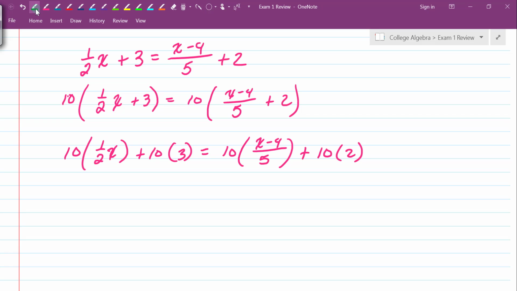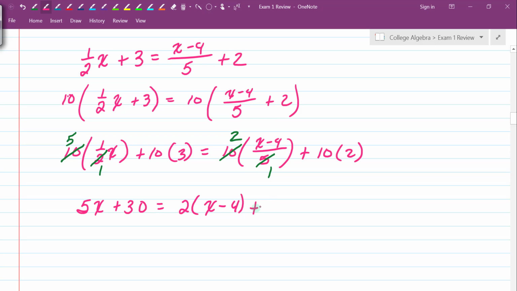So now I'm going to come in and simplify. 2 will go into 2 once, 2 will go into 10 5 times. And then 5 will go into 5 once, 5 will go into 10 2 times. So now we're going to distribute what we have left. We have removed the fraction in front of our x here. So we have 5 multiplied by x. So now I have left 5x. 10 multiplied by 3 is going to be plus 30. 2 multiplied then by the numerator, which is x minus 4. And then plus 10 multiplied by 2, which is 20.